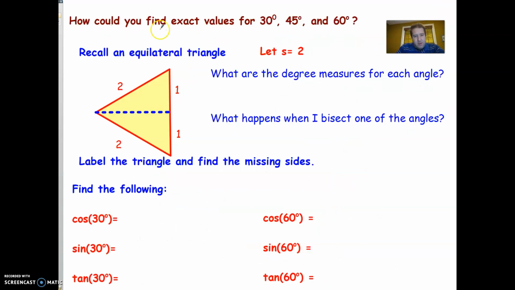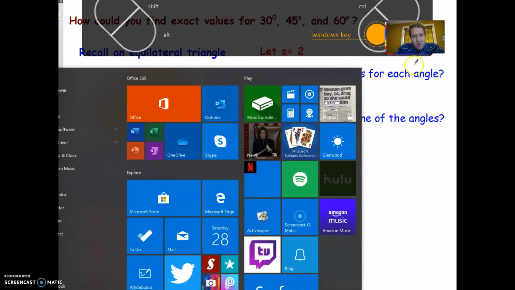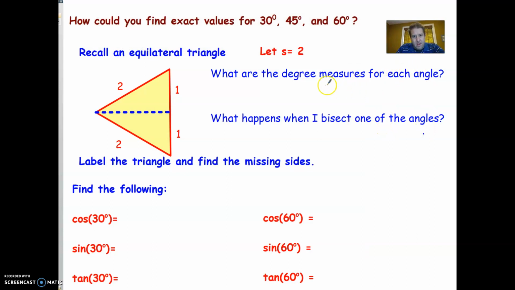All right, so how do you find the exact values? You're going to have to memorize 30, 60, and 45. Those are off from pressing one button. How can you find the exact values of 30, 45, and 60? If I give you an equilateral triangle, that means this side's 2, this side's 2, and this side's also 2. If this side's 2 and it's split in half, then each side of this half will be 1. So imagine I took this equilateral triangle and split it in half.